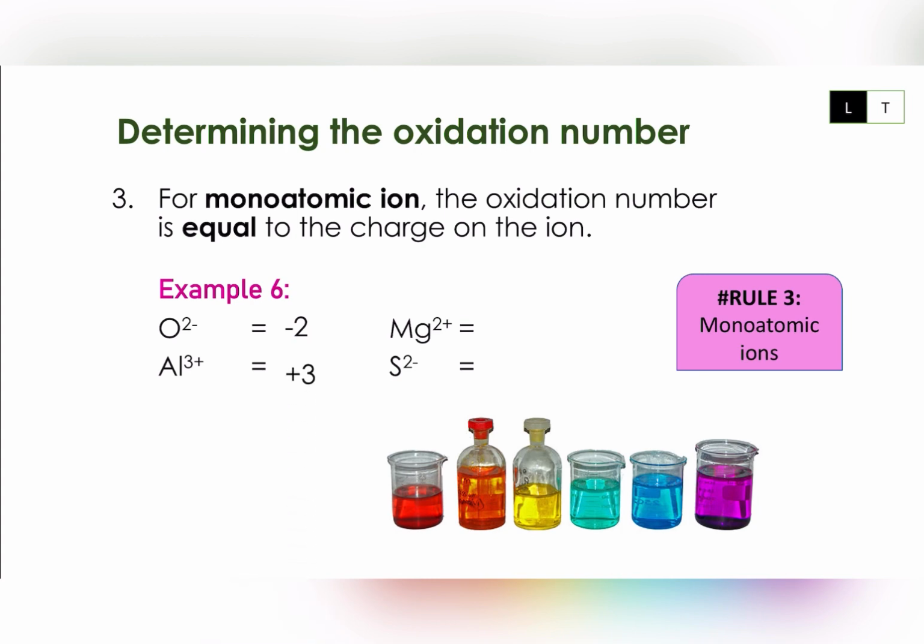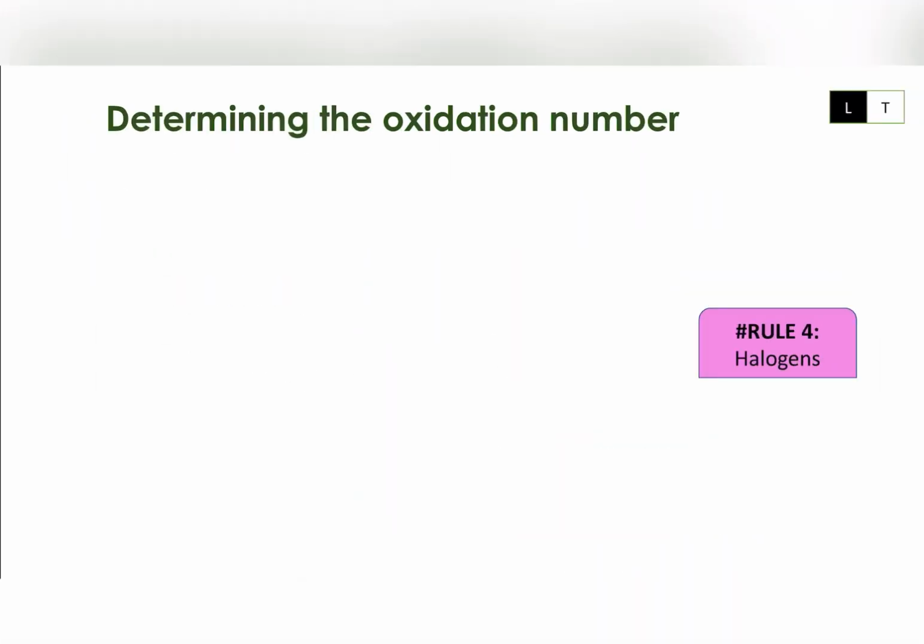Please make sure when you write the oxidation number, the positive sign should be at the front of the number. But in the notation of the ion, the positive sign should be behind the number. So I hope you're still clear with this. Next, Mg2+ is +2, and the last one is negative 2 for S2-. So this is very simple for monoatomic ions. Let's go to the next one.